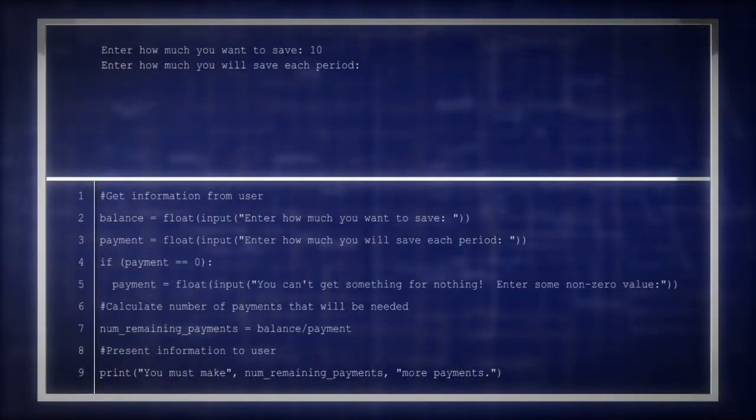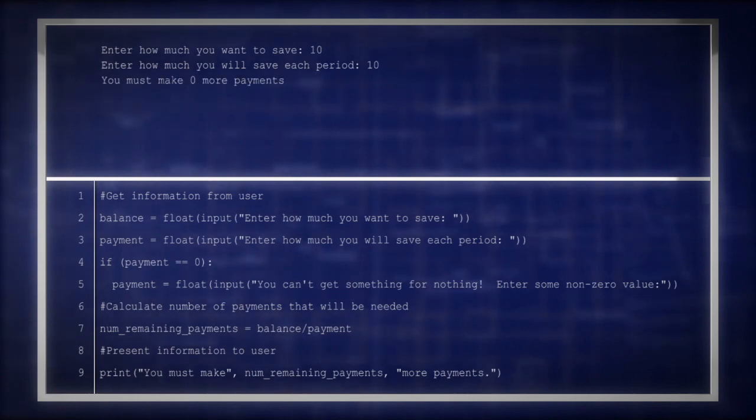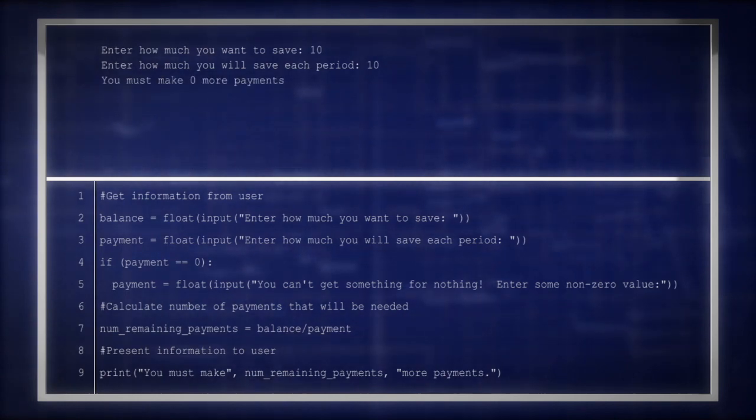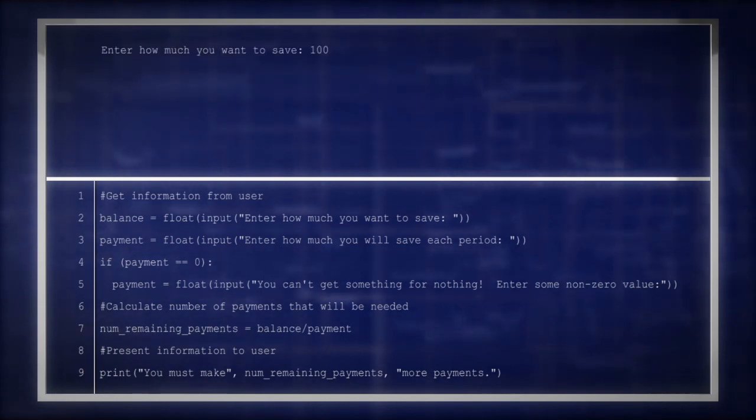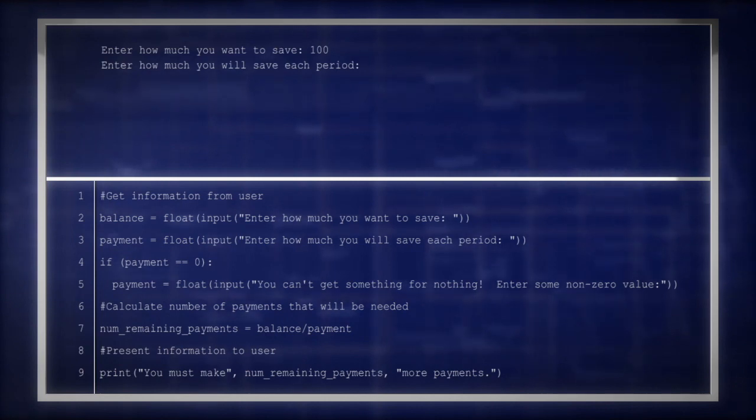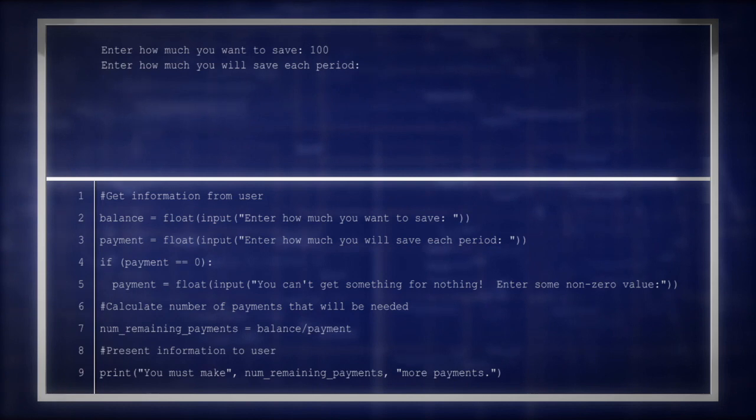Let's do another test. Let's try entering 0 for the balance. Well, that one seems to work okay. It says we need no payments, which makes sense. Let's try one more test. Okay, it seems like regular values are working okay. We can handle the cases where we enter 0.